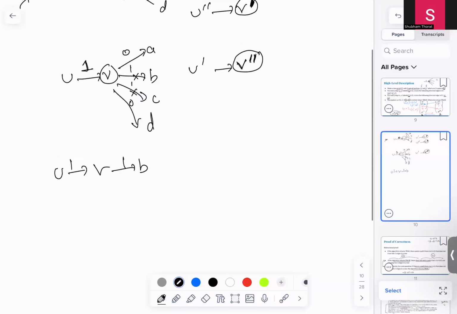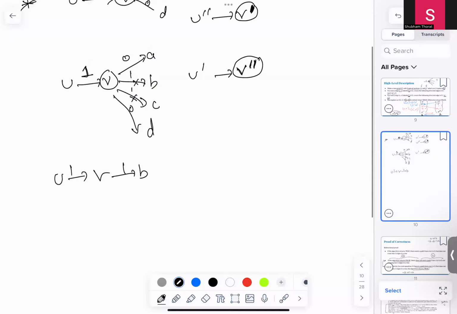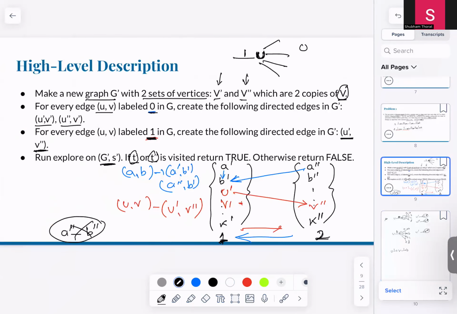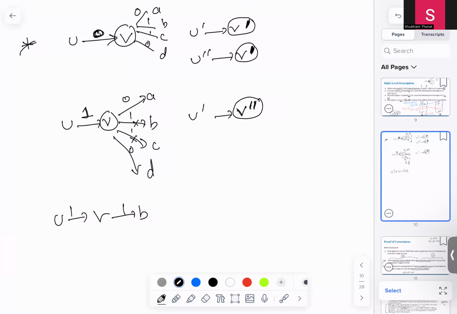We cannot travel as a starting point. Sorry, can you repeat that? I didn't get the last statement. V double prime cannot travel as start point, right? No, the start point is always from S prime. If you look at this, we run our explore from S prime. So you will never start your graph search from V double prime.